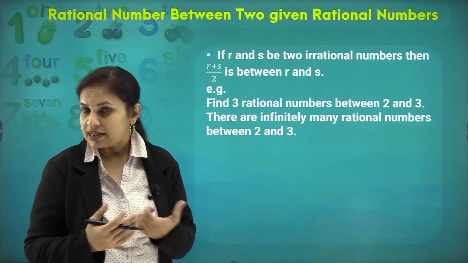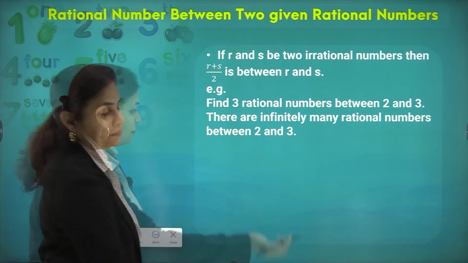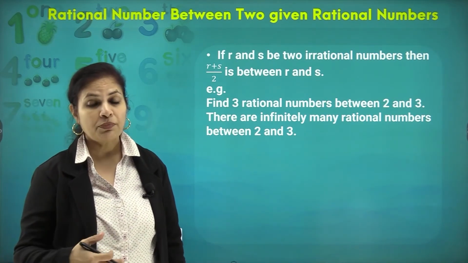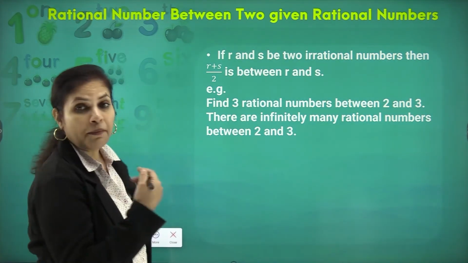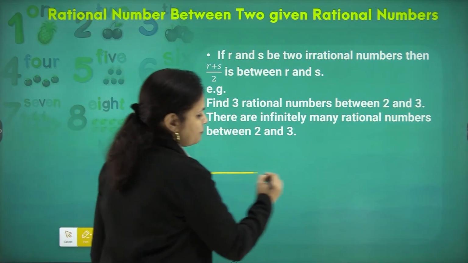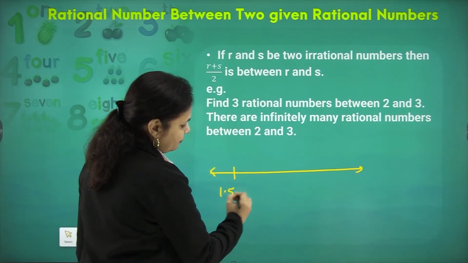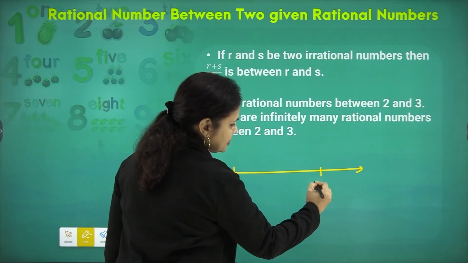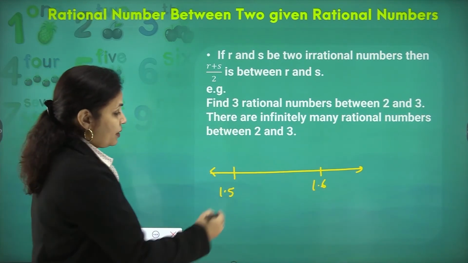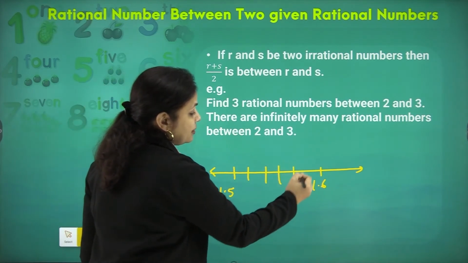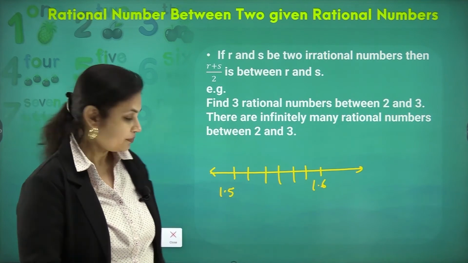They can be a decimal number also. For example, if I take 1.5 and 1.6, between 1.5 and 1.6 also I can fit infinitely many rational numbers. If I take decimal numbers 1.5 and 1.6, then also in between these I can fit as many rational numbers as I want.